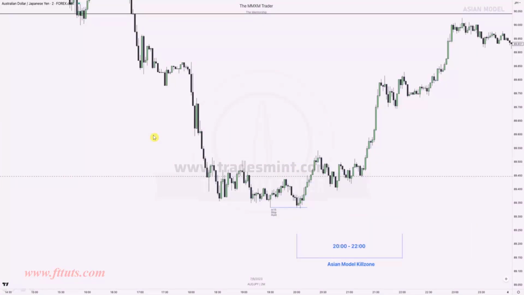So over here we're in that Australian dollar Japanese yen 2-minute chart, right? Not going into the 1-minute chart, we're going to go from 2 to 5 minute, and over here we'll wait for that Asian model kill zone time frame, right? At 8 p.m. to 10 p.m.